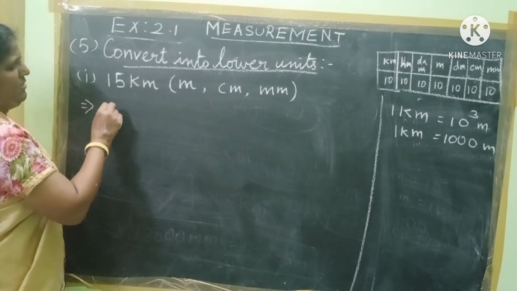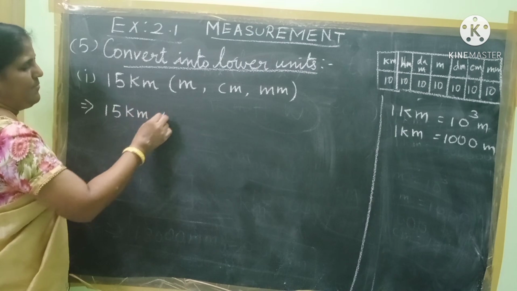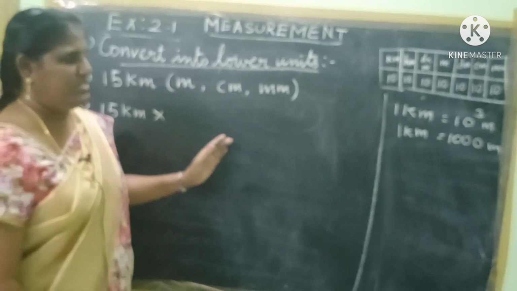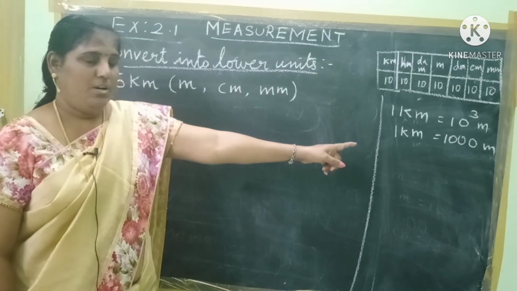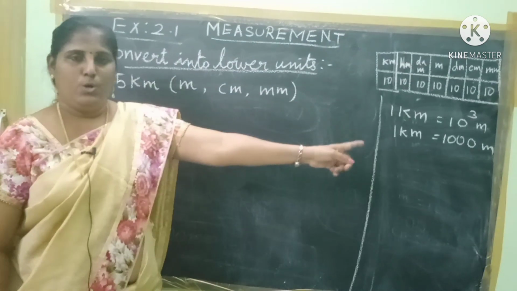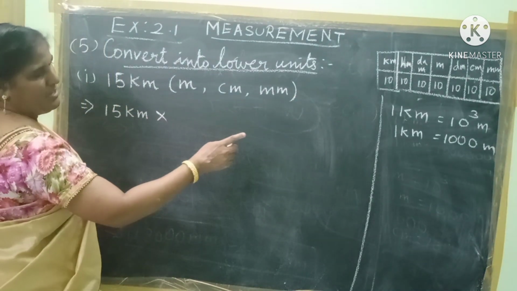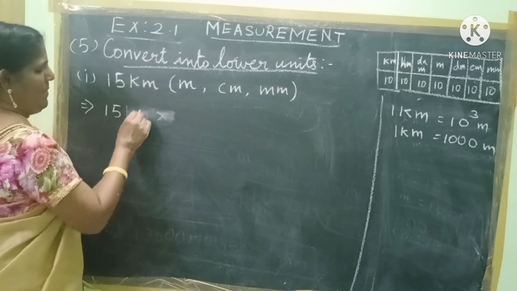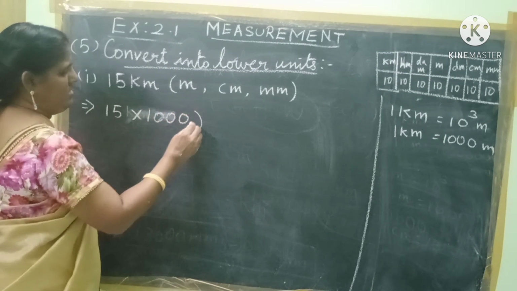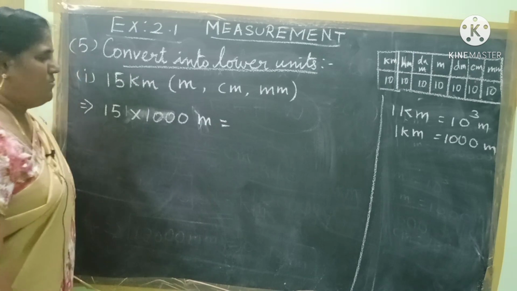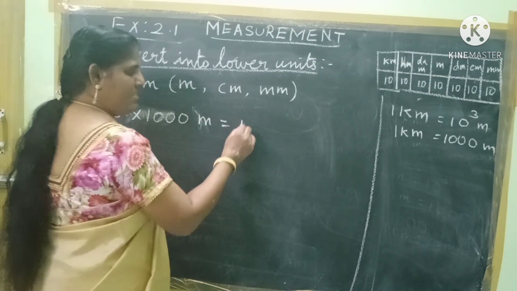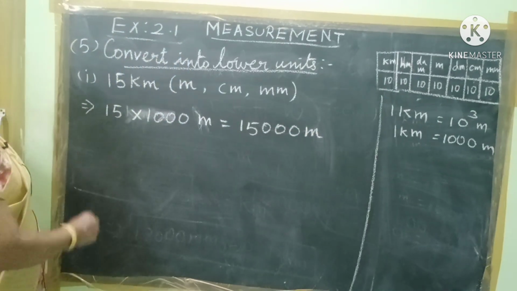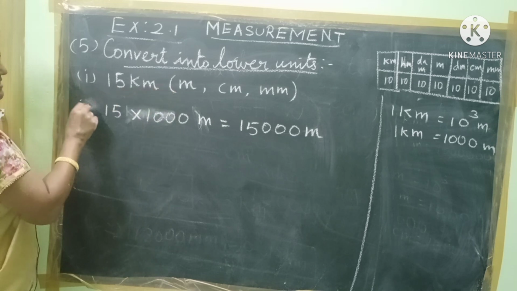So 15 kilometer is into. What was the rule I told now? If you move from higher to lower, you should multiply the number with the rule. So what was the rule? 1 kilometer equals 1000 meter. So therefore 15 into 1000 meter. What's the answer? 15 into 1000 meter. Very good. 15,000 meter. So first answer over.